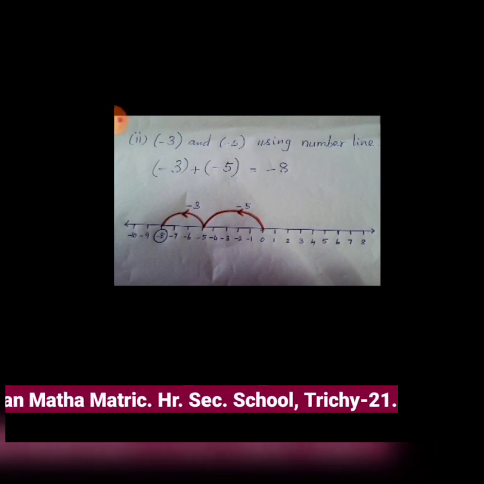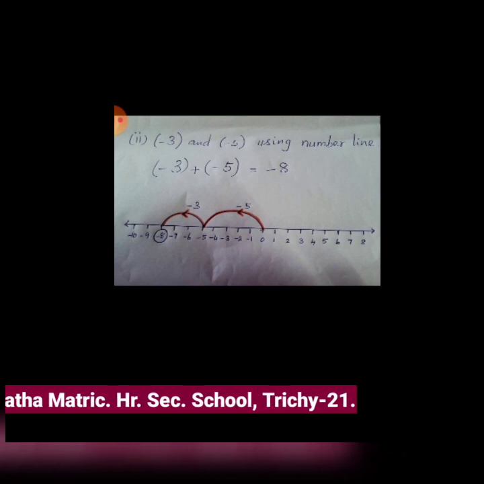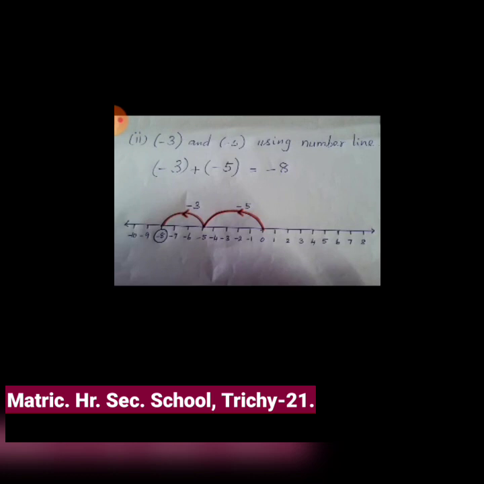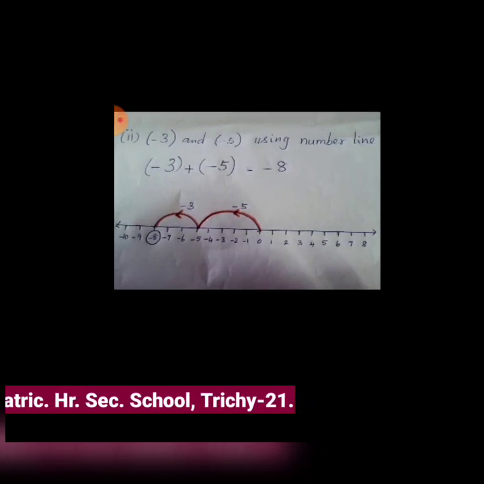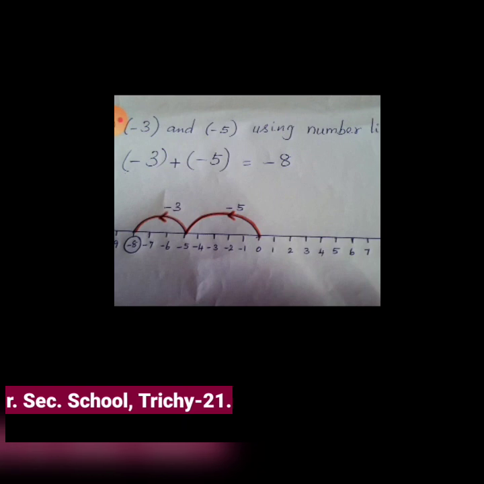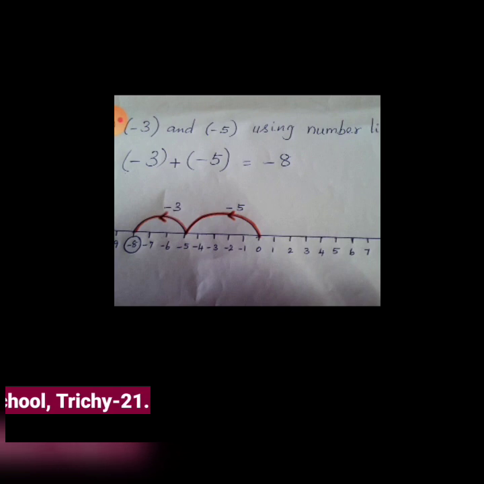Here both the numbers have the same sign. On number line, we first start at 0 facing negative direction and move 5 steps backward reaching minus 5. Then we move 3 steps backward to represent minus 3 and reach minus 8.